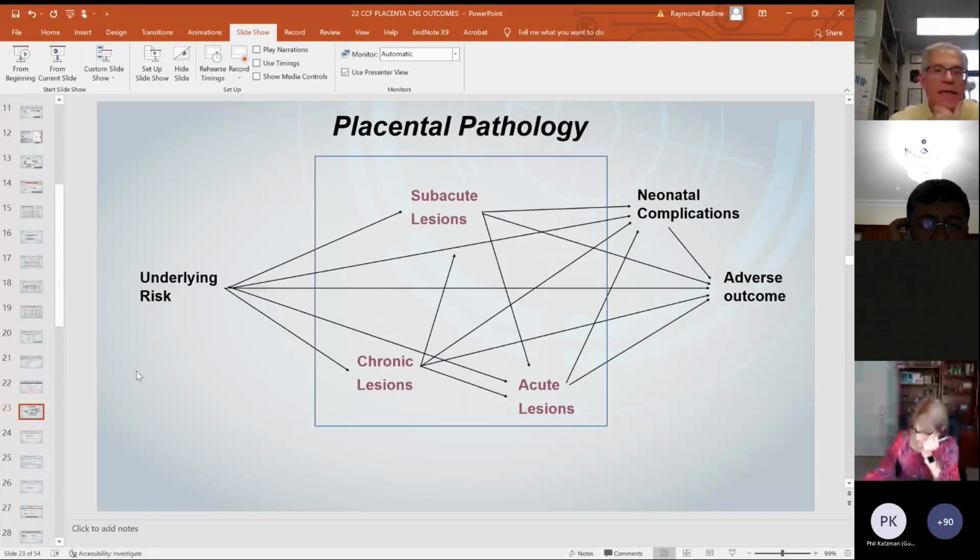So this is the hypothesis, that underlying risk may be increased in these cases, but that they may have a combination of chronic placental lesions, subacute placental lesions, and acute lesions, but these all interact with one another and synergize to cause an increase in neonatal complications and long-term adverse outcomes.